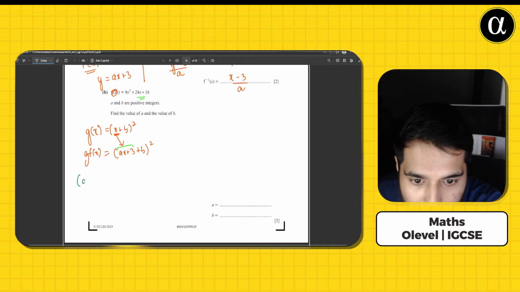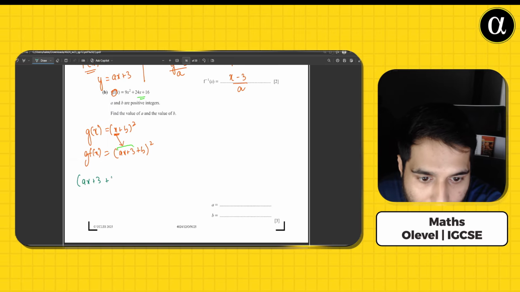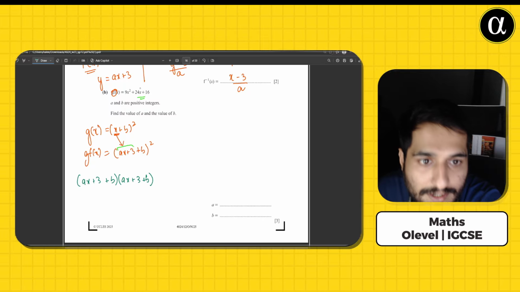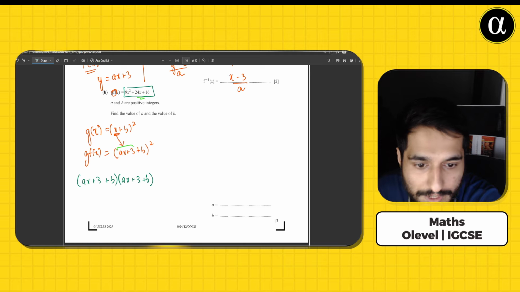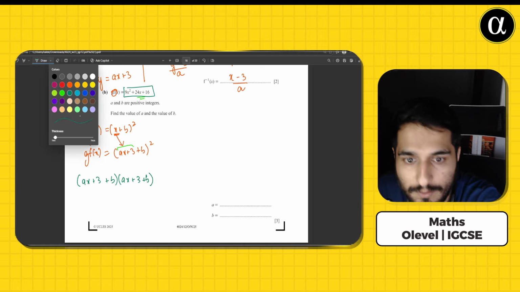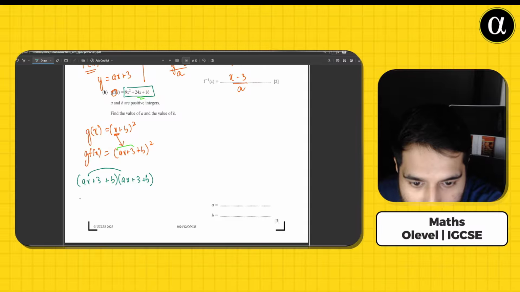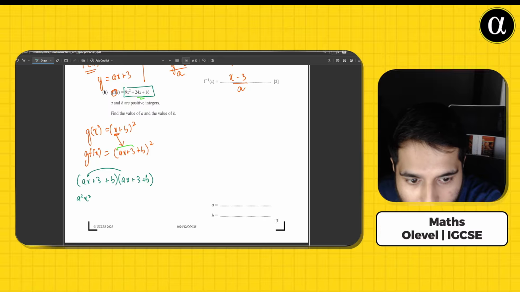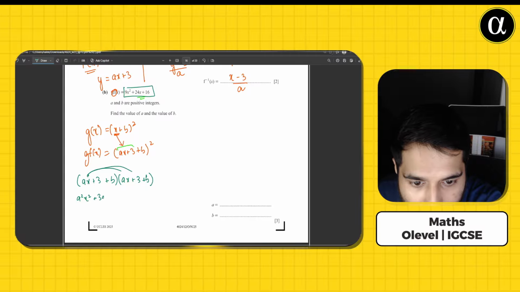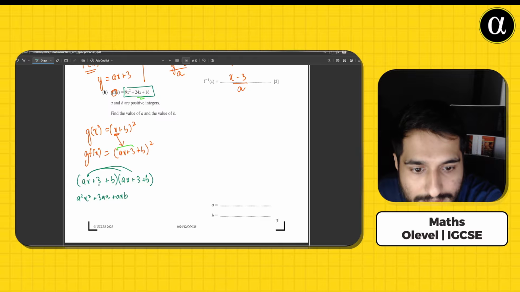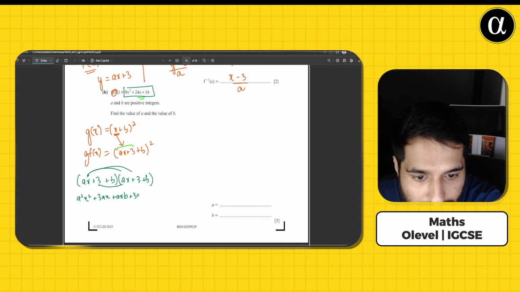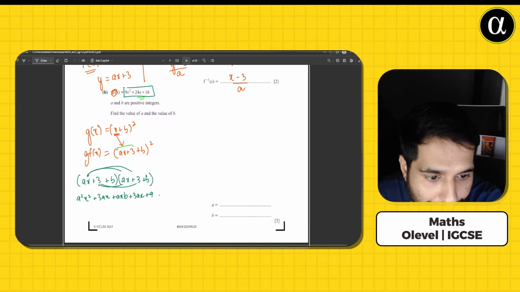I'll try to open it. So it's going to be ax plus 3 plus b multiplied with ax plus 3 plus b, and the final answer should be equivalent to this term. All right, we'll compare it towards the end. So what would this give us? We know that ax and ax would give us a squared x squared. Ax and 3 would give us plus 3ax, plus ax and b would give us axb. This 3 multiplied with ax would give us plus 3ax, plus 3 into 3 would give us 9, and then 3 into b would give us 3b.